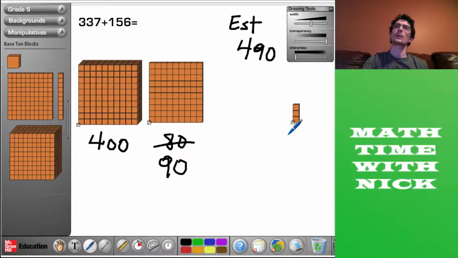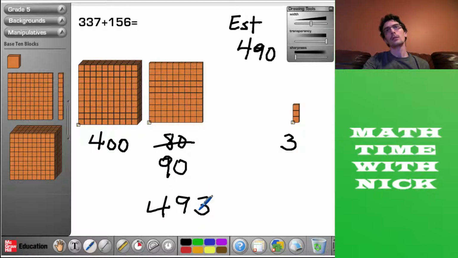And then all we're left with over here is 3. So total these all together and you end up with 493. So that's how we're going to solve using our base 10 blocks. It's quite simply counting them all out, putting them all together, and then adding everything up really quickly at the end because everything is in its units. So we already have everything broken up into units of 400, 90, and 3. That makes it all nice and easy.